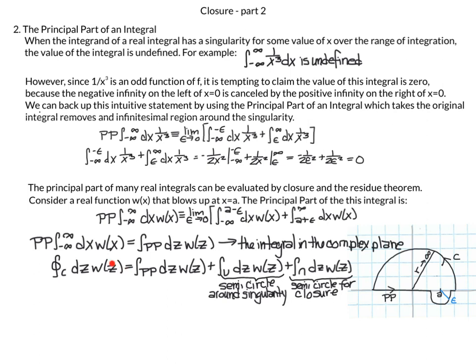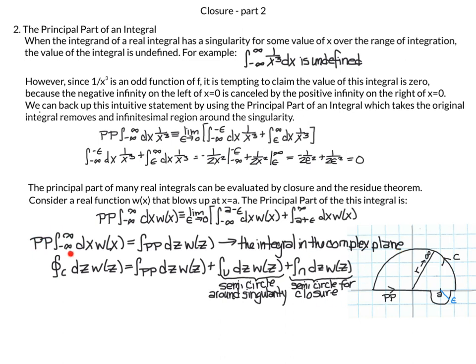And now we can use closure so that we have this closed curve integral, which is equal to this principal part here. But now we also have this little circle that goes around the singularity. So we have the semicircle around the singularity. We denote the curve with this U because it looks like this shape, the open pointing up semicircle. But we also have this semicircle that gives us the closed curve, this part over here, which we denote with the upside down U, as we did when we did closure in our last video.